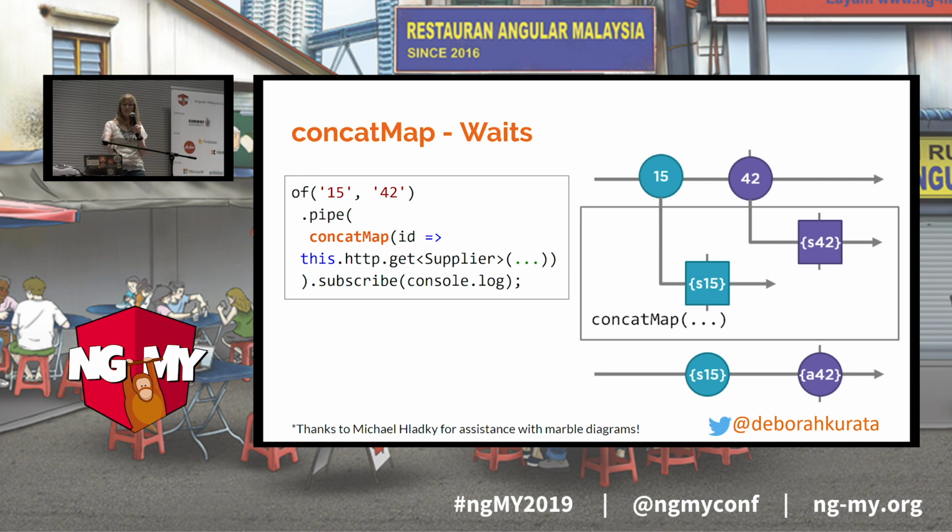Anyway, so concatMap waits. What it does is it will emit the 15, issue the HTTP GET request, and wait for the response. When it receives the response, then it will process the 42 and issue that request. So that's how concatMap is different from the other higher order mapping operators.